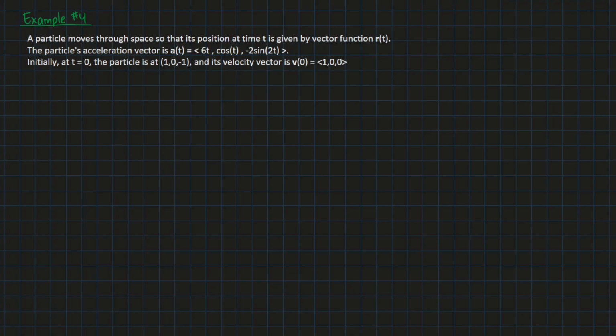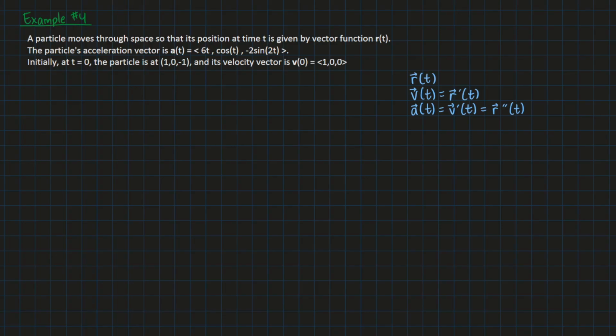Example 4. A particle moves through space so that its position at time t is given by a vector function r of t. The particle's acceleration vector is a of t equals 6t, comma, cosine t, comma, -2 sine of 2t. Initially, at t equals 0, the particle is at 1, 0, -1, and its velocity vector is v of 0 equals 1, 0, 0. So remember, to get velocity vector v of t, we take the first derivative of r of t. And to get the acceleration vector a of t, we take the derivative of v of t or the second derivative of r of t.